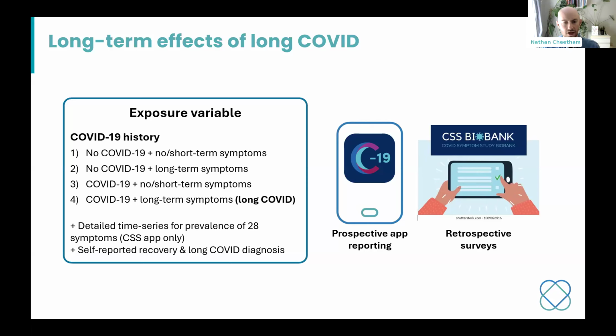We also have more detailed prevalence of almost 30 different symptoms from the app reporting, and things like whether people still feel like they are having symptoms which are being recorded in surveys, and whether they've been diagnosed with long COVID by a doctor.